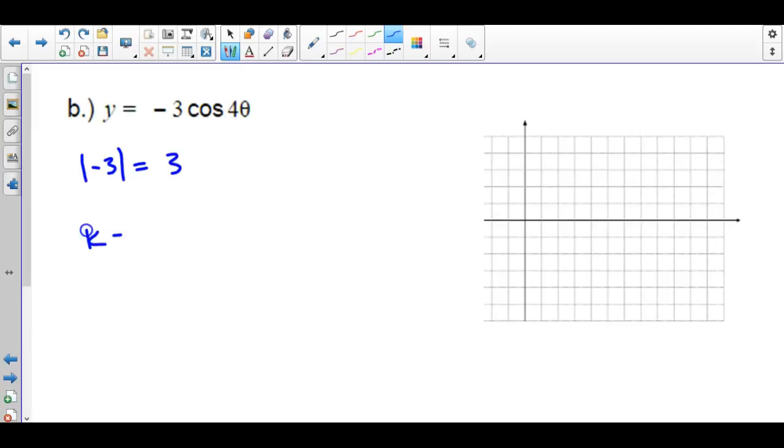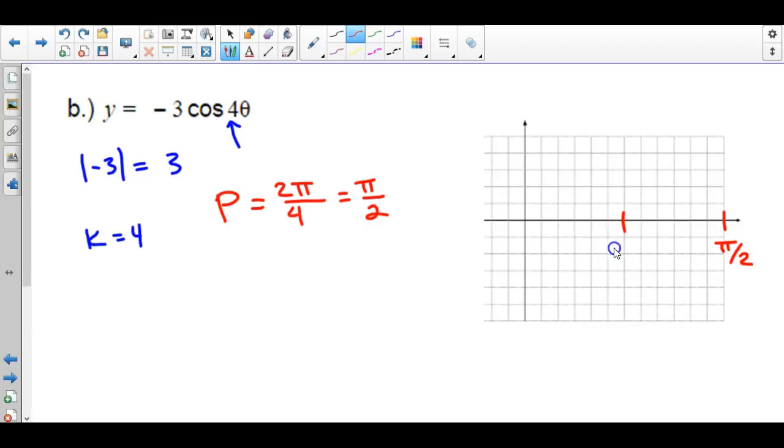My k value in this case is 4. Again, it's the coefficient to theta. So that doesn't mean the period is 4 pi, that just means my k value is. So if I want to find the period, I have to take 2 pi divided by the k value. So simplify this. It's going to simplify to pi over 2. And what that means is pi over 2 is going to be one full wave of this function.